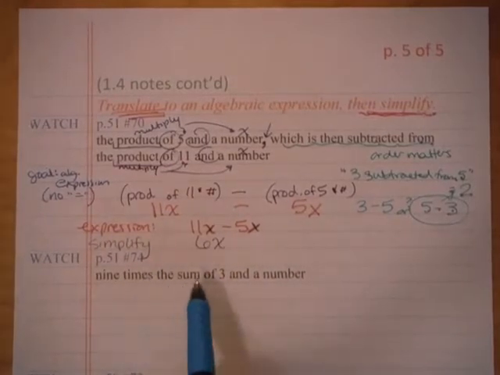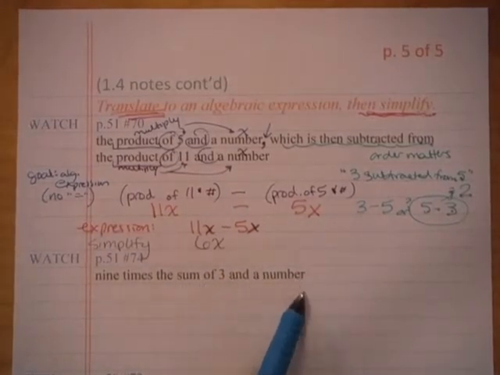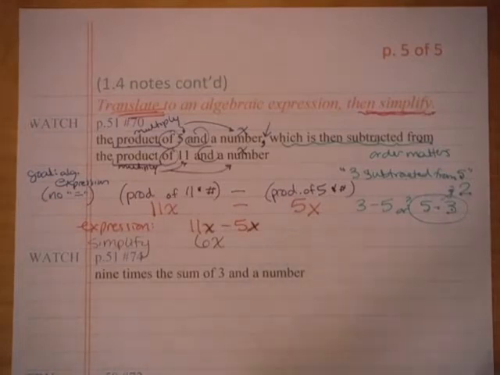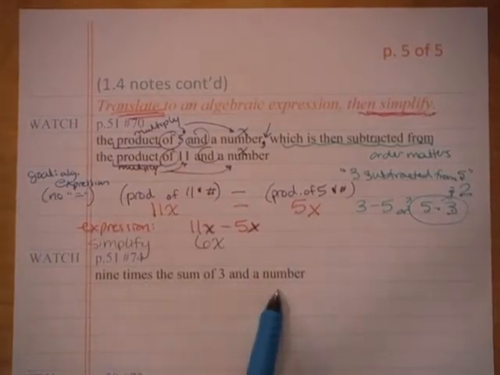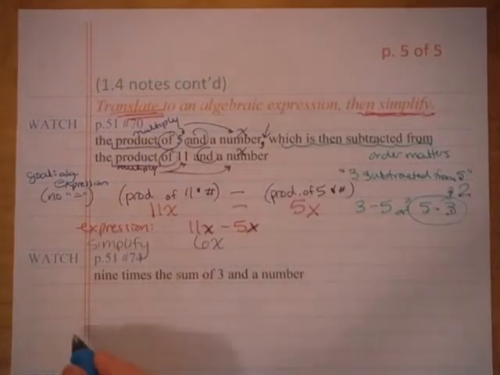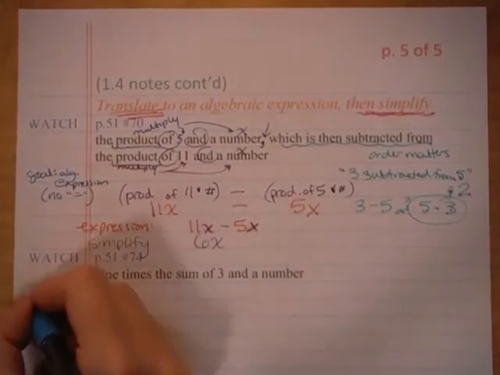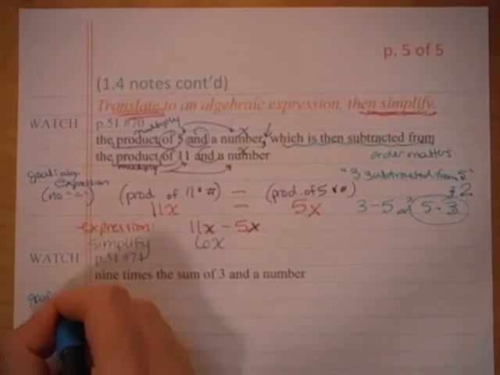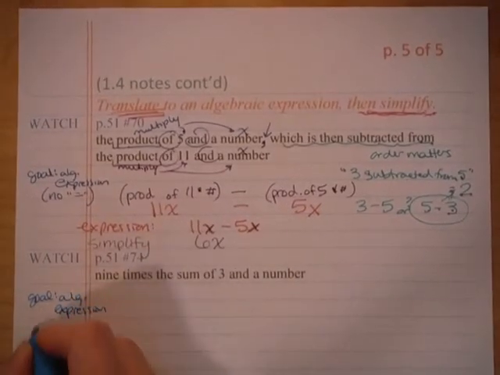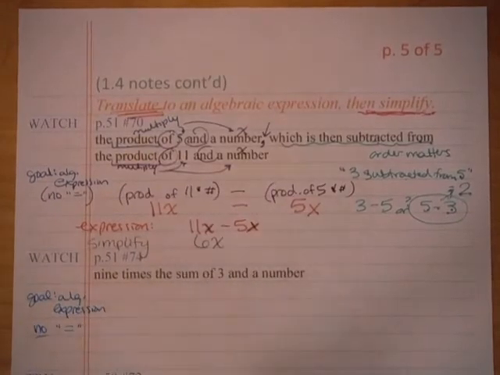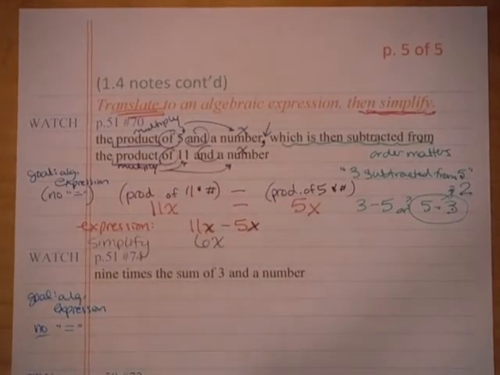Let's try number 74 together. Let's read it. 9 times the sum of 3 and a number. Deep breath. Read it again. 9 times the sum of 3 and a number. I see two things here. My same goal: algebraic expression, no equal sign. And then once we get that expression, we're going to simplify.